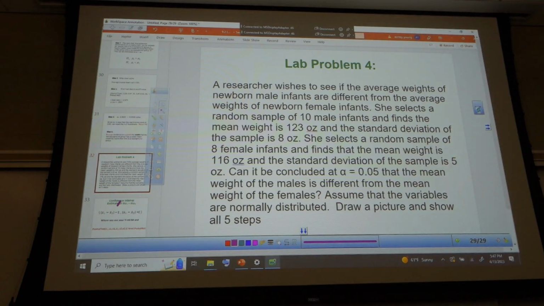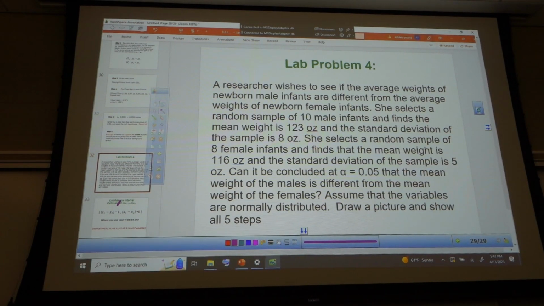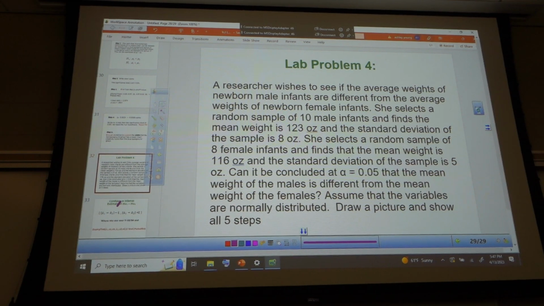Let's take a look at step one. Okay, let's see, what's my claim? They wish to see, again, that's sort of similar to a claim, if the average weight of males is different than the average weight of females. So my claim here is going to be that the mean weight, mu1, mu of males, is different.